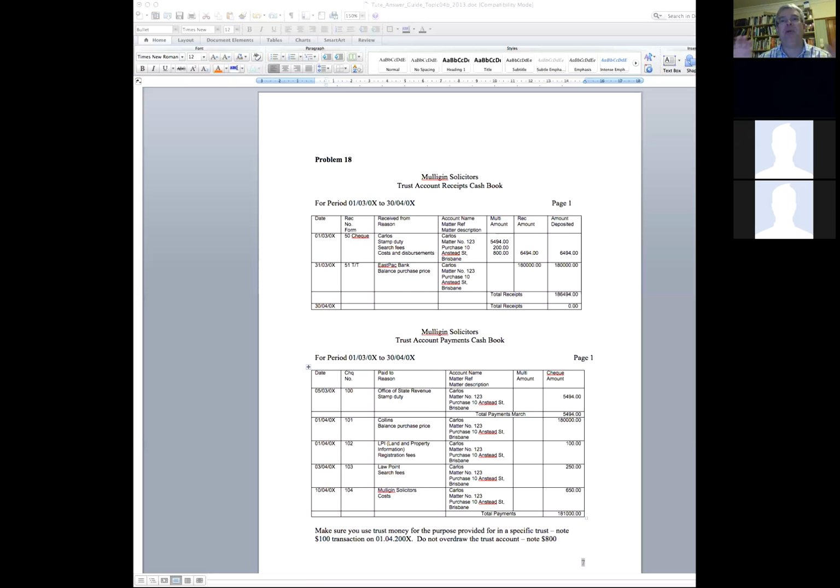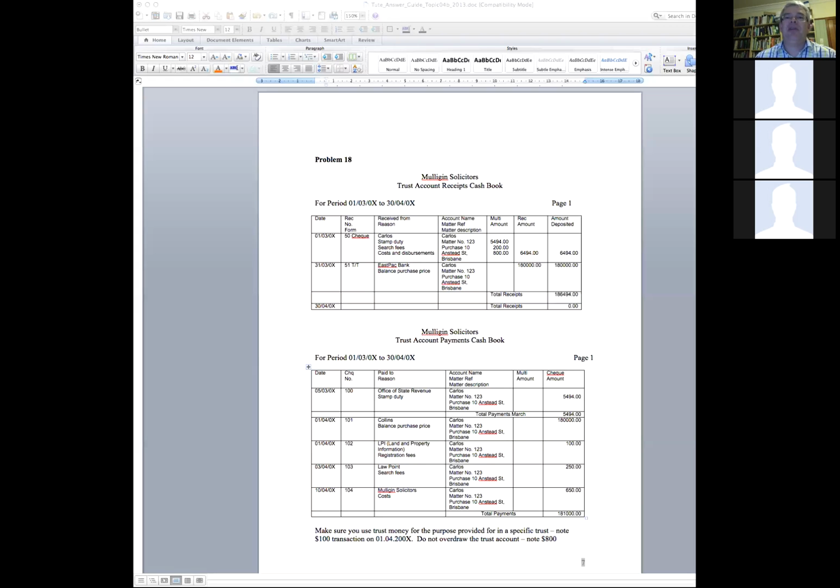Okay, are you all happy with the basic structure of how you enter a receipt amount into the trust account cash receipts cash book? Are there any problems with that with anybody? If you've got a problem, just raise it, because I'm going fairly quickly.